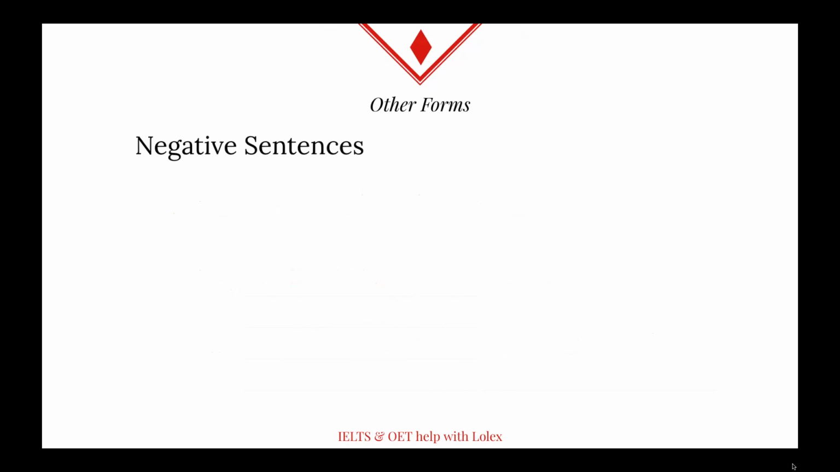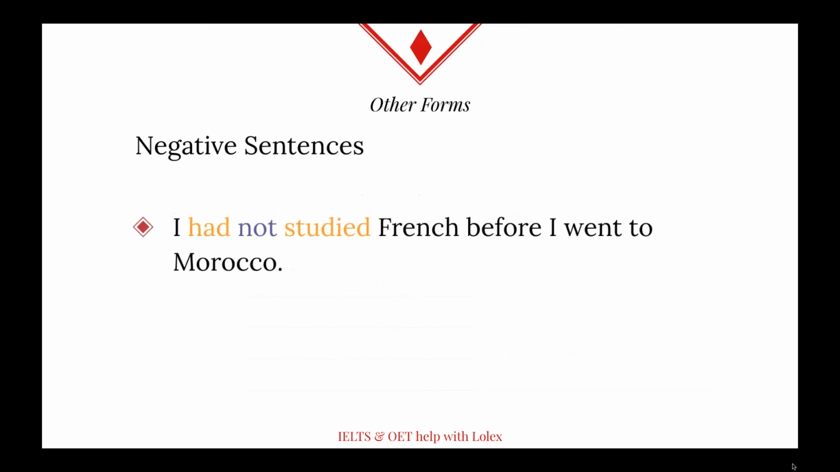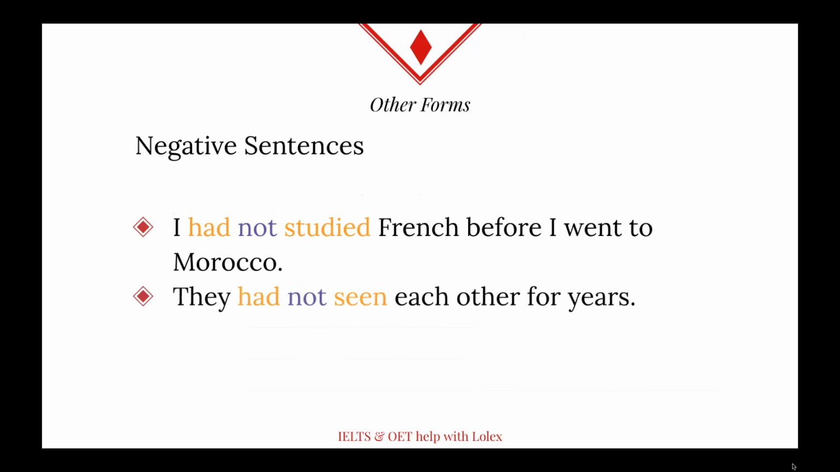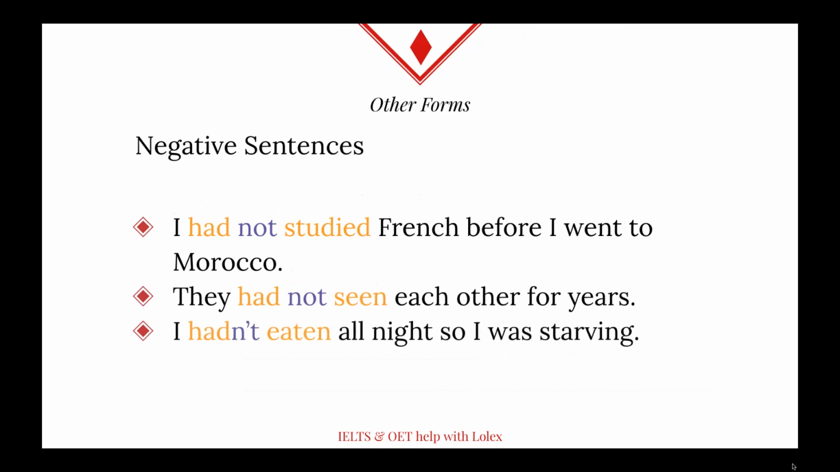To make a negative, put not after the helping verb had. I had not studied French before I went to Morocco. They had not seen each other for years. I hadn't eaten all night, so I was starving.